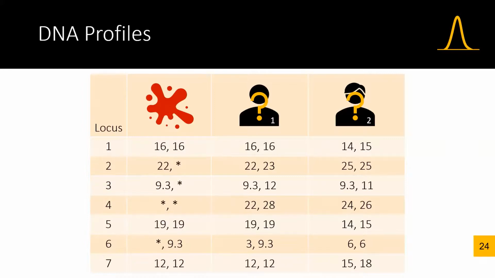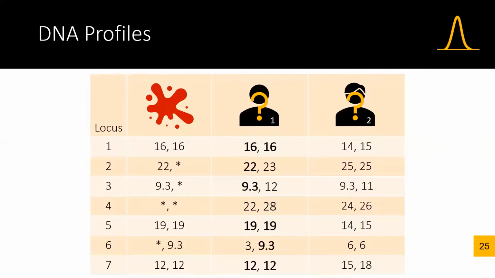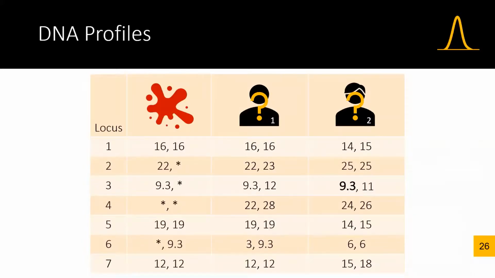So looking at suspect 1's profile here, we can see that at every locus with information, both the samples have the same alleles. And that's compared to suspect number 2, where it seems that only at one locus do the profiles match. With this in mind, we can then disprove that suspect 2 has contributed to the crime scene sample.